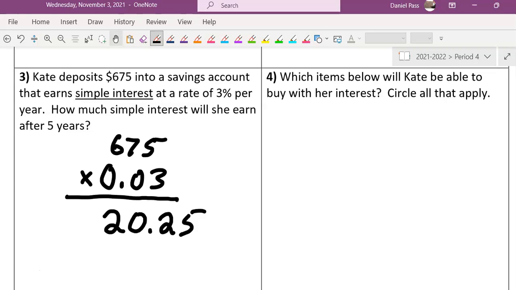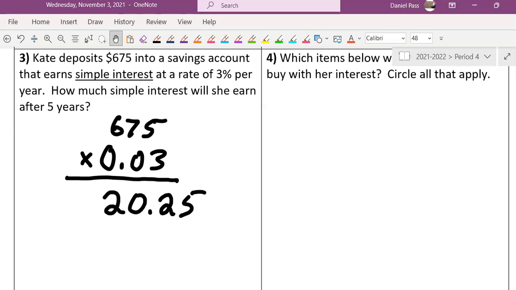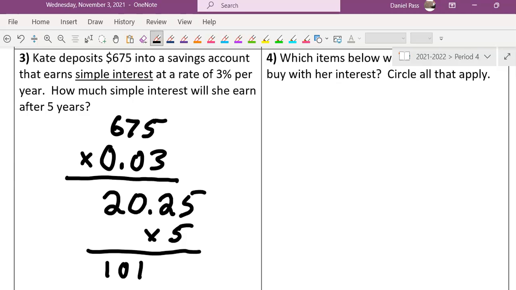Then you have to multiply $20.25 and 5. Right, times 5 for 5 years. Okay, cool. Then you get $101.25. Yeah. Very good. All right. And then we can clap for both of them when they're done.